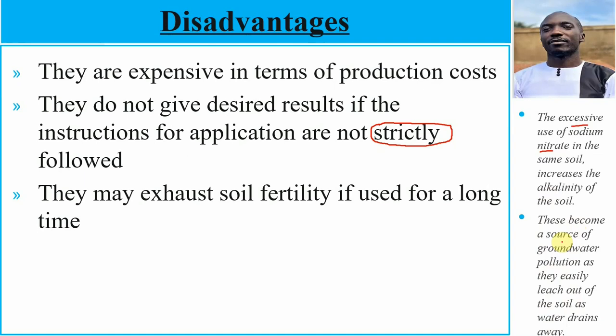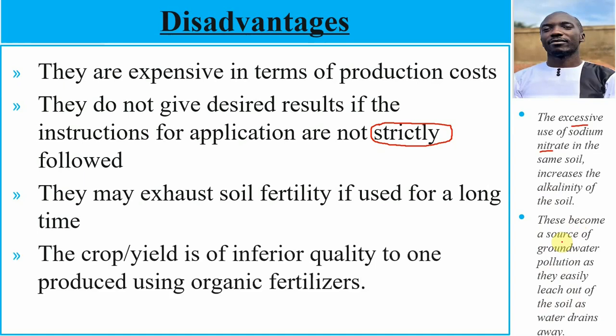And also they can kill the living organisms which are always in the soil, which are also good for the plants. Then the crop yield is of inferior quality to one produced using organic fertilizers. Remember here we are using artificial substances, so we might produce products which tend to be more artificial than natural.